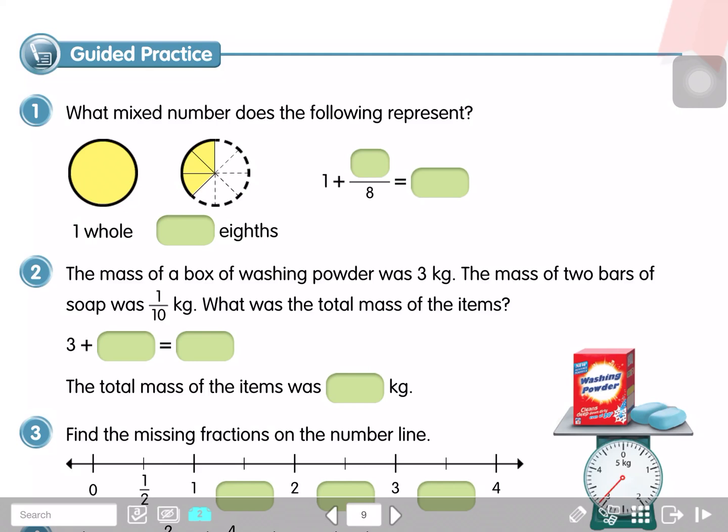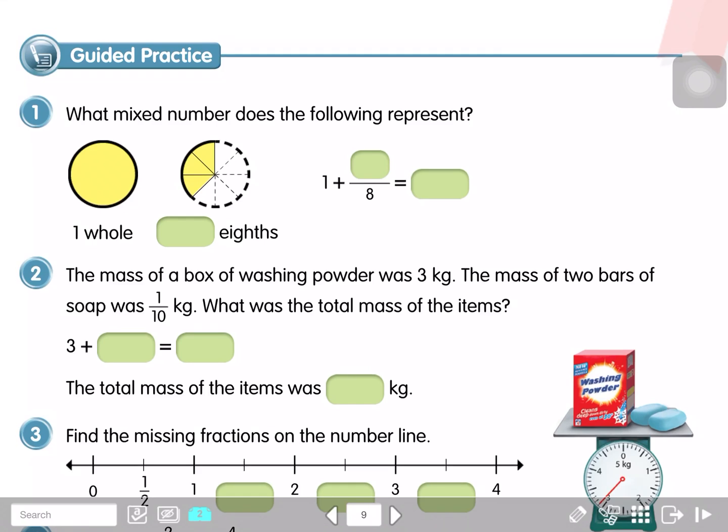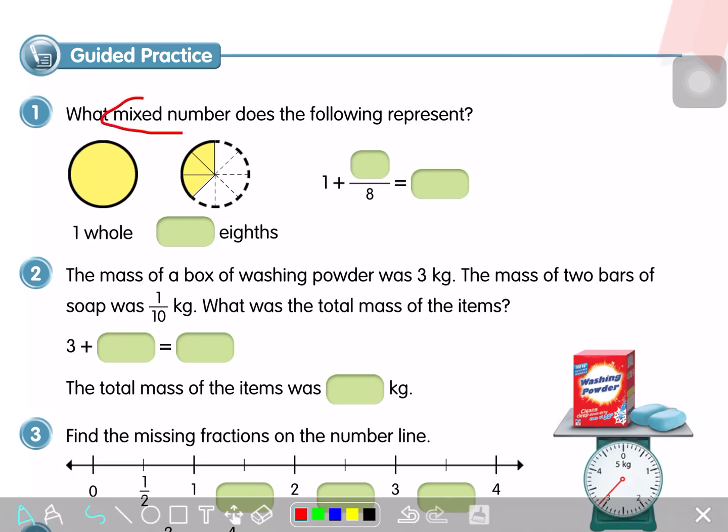Turn to your textbook 4B, page 9. We are going to be doing the guided practice together. Okay, so can you remember what mixed numbers are? So a mixed number is made up of a whole number and a proper fraction.